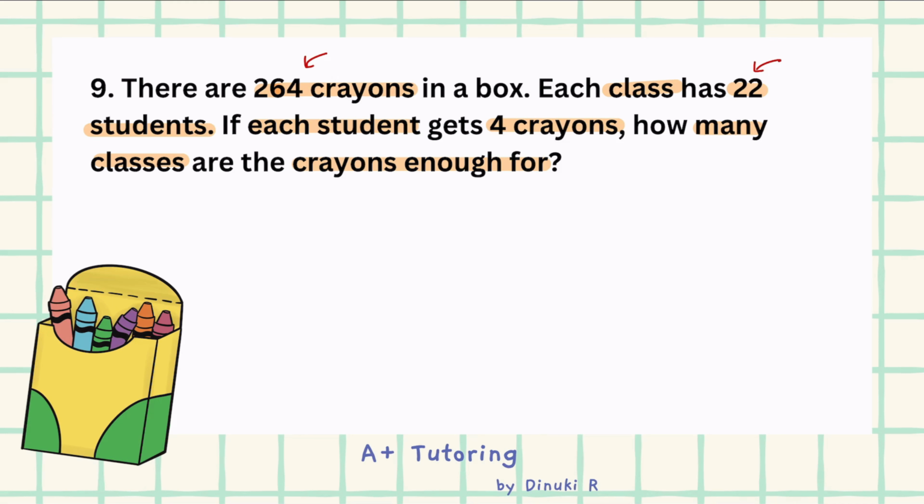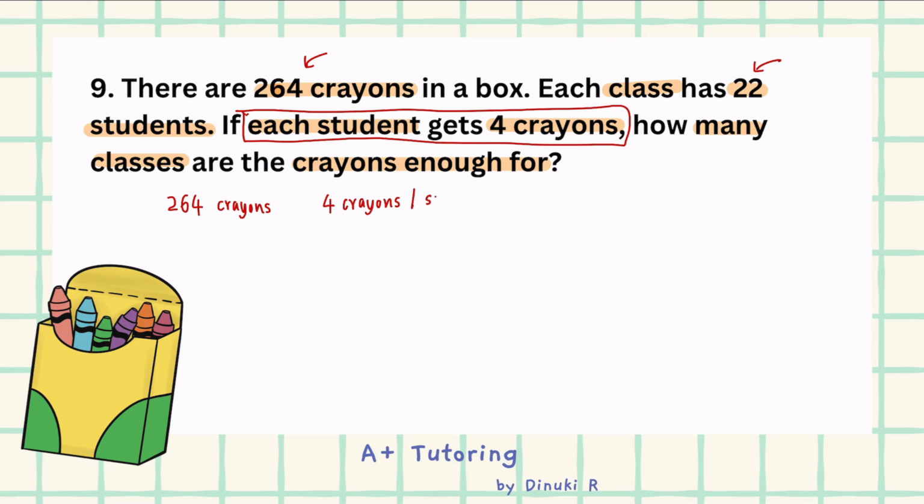So let's do this in 2 parts. Let's work with the information that we've got, right? The first piece of information that we can work with is this fact that each student gets 4 crayons. So how many crayons have we got all together? We've got 264 crayons, right? And each student, so 4 crayons per student.